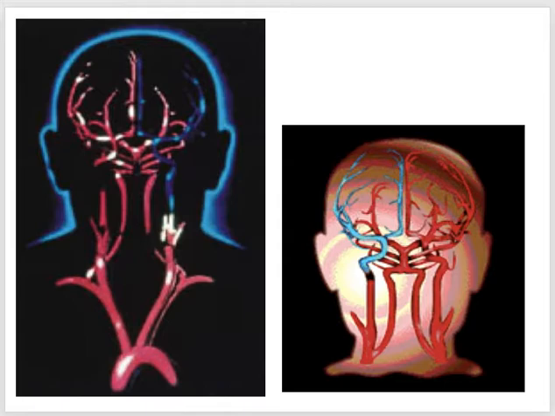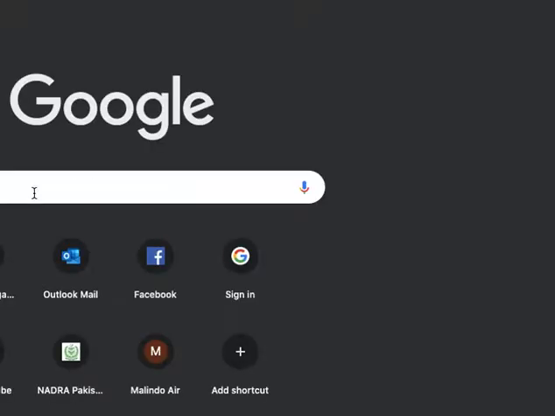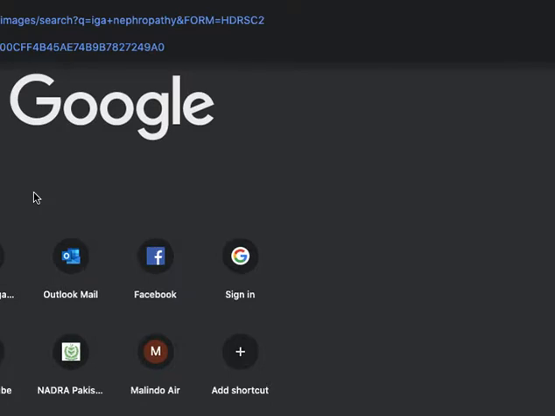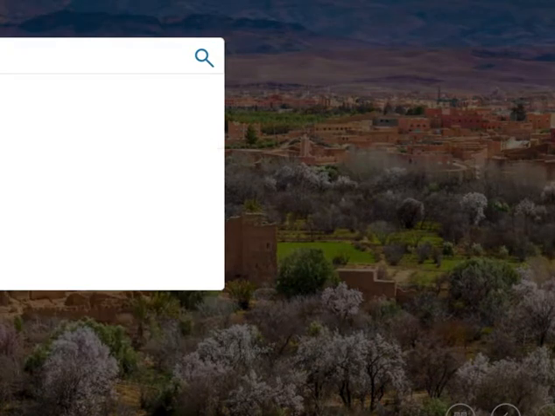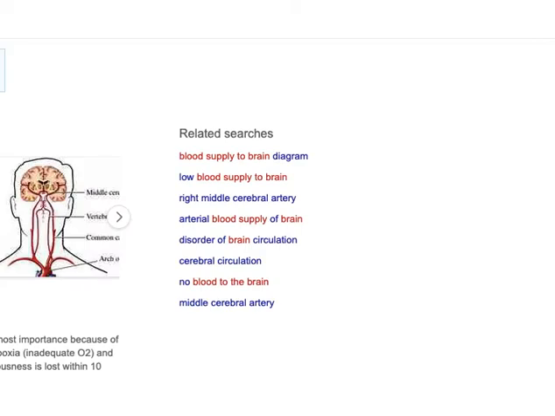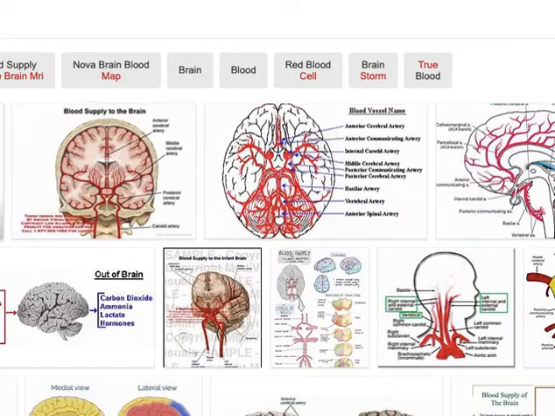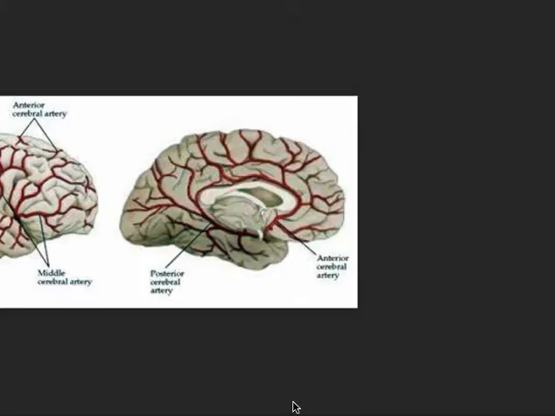I think, to give you a better understanding of this, I must open Bing, and I'll be talking about the blood supply to the brain. If we talk about the blood supply to the brain, of course we are going to get a lot of nice representations. Okay, one for example, this one.